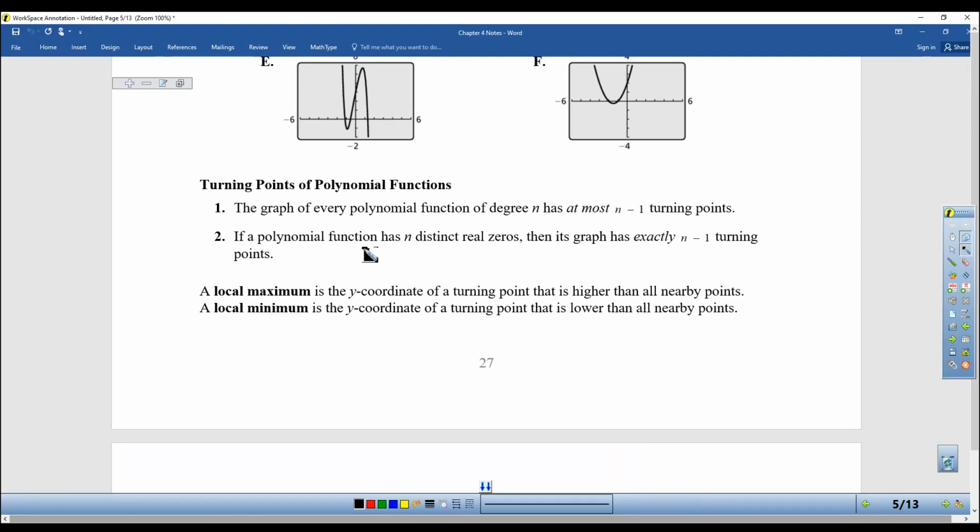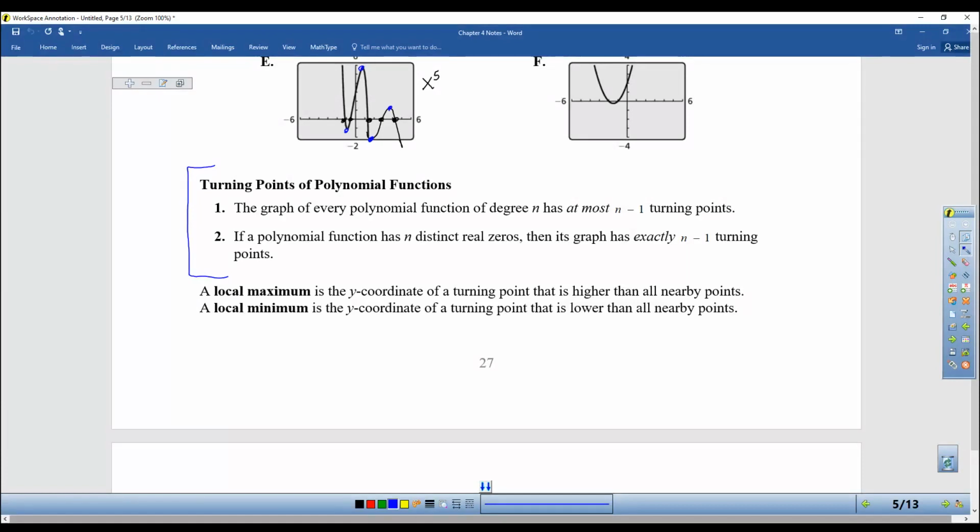And if a polynomial function has n distinct real zeros, then it actually should have n minus 1 turning points. So again, looking at E, we decided that E was x to the fifth, but we can only see 3 of the zeros. If we could see all 5 of the zeros, if there were 5 real zeros, then it would have 4 turning points: 1, 2, 3, 4. Honestly, I think that this little section here is summing up something that's kind of intuitive, but there it is written out for you.